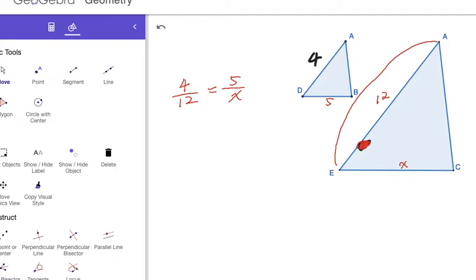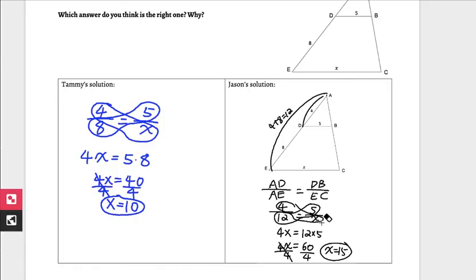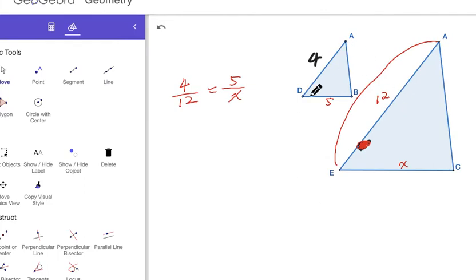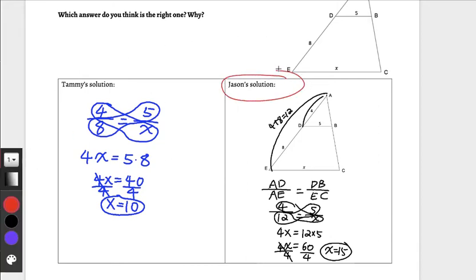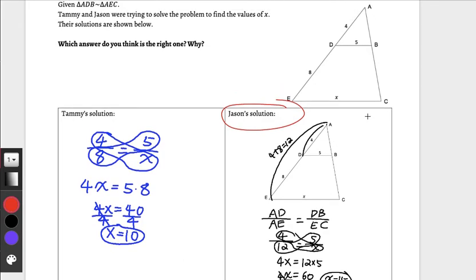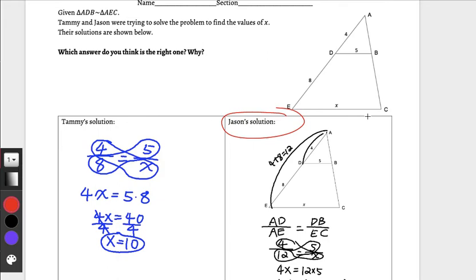So now let's go back to see this one. As you can see, just now we listed 4 over 12, 5 over x. If you compare that, Jason's solution is actually correct. So let's write this down: Jason's solution is right. So when we see overlapping triangles, we should separate the two triangles, and that is how we get the solution. That's what I want to share with you today: when we work on different positions of triangles, please make sure you separate the two triangles and really look at what the corresponding sides are.